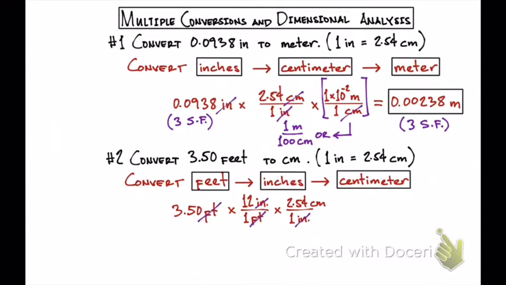All right, and then plug this into the calculator. So 3.50 times 12 times 2.54 divided by 1, and that gives us 107 centimeters. Again, you look at the number of significant figures here. You started out with 3, you end up with 3.